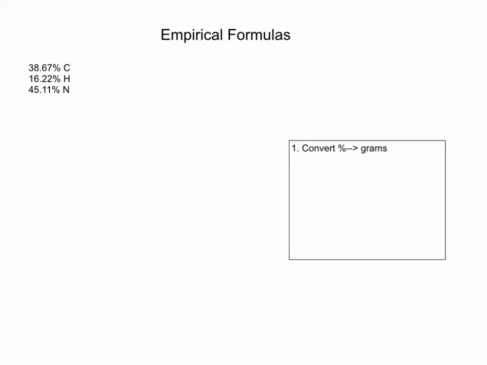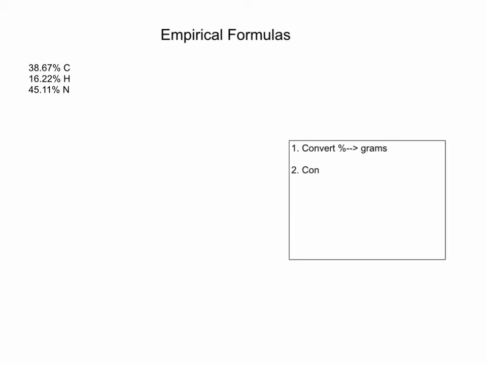There are several steps that we need to follow in order to find the empirical formula of a compound. I'll list them first here, and then once we list them, we'll try it out on this example. So step number 1 is you are going to convert from percent to grams. Convert from percent to grams.